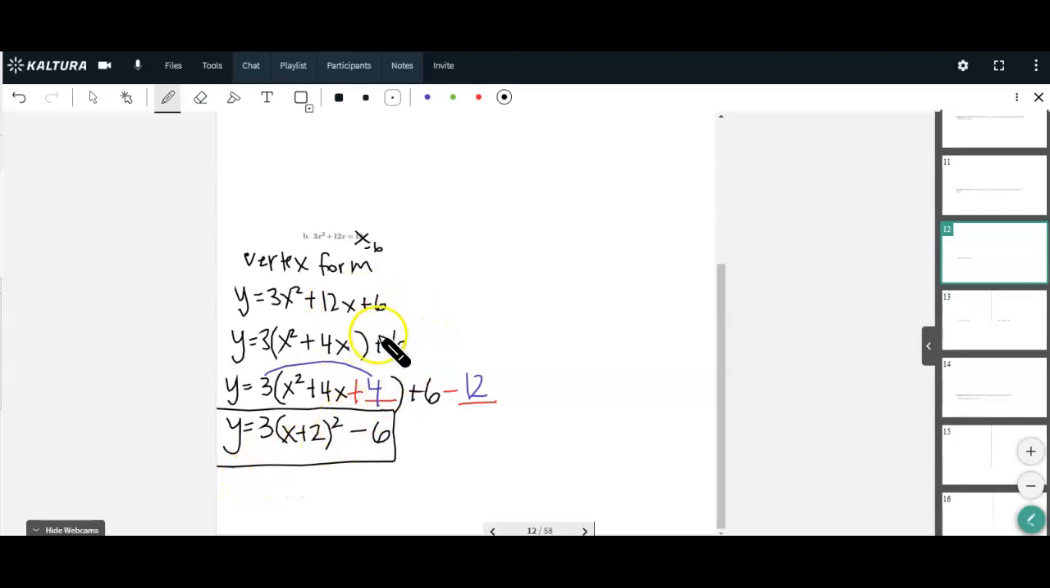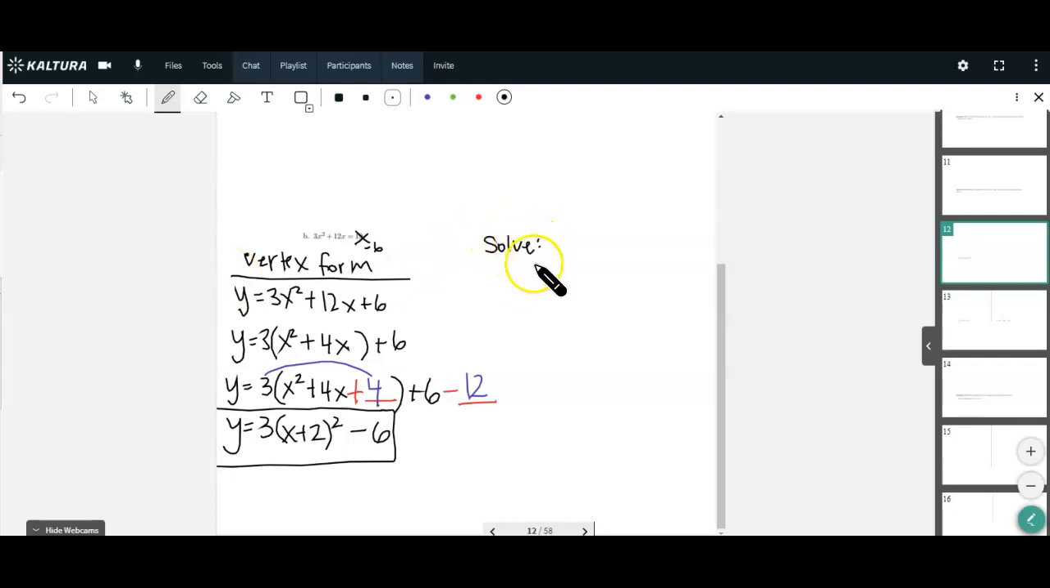What questions can I answer about that vertex form? Just unmute yourself and ask me if there's some things that I can help you with on that and help you understand better. Okay, well, let's look at how to solve this also.